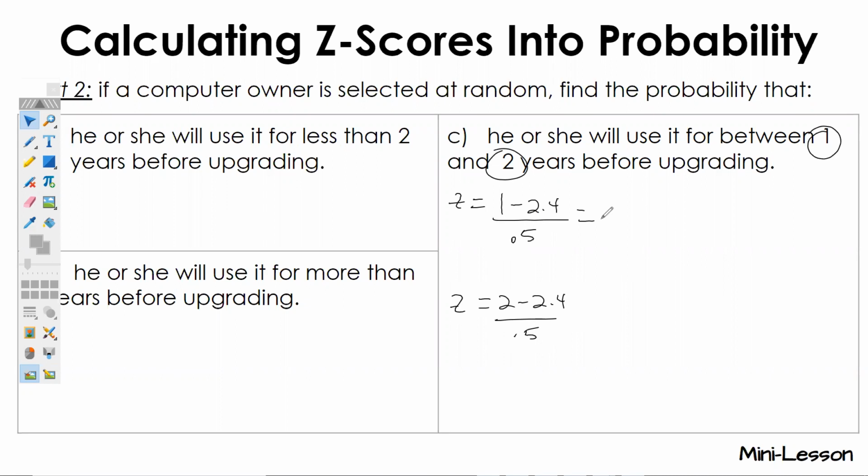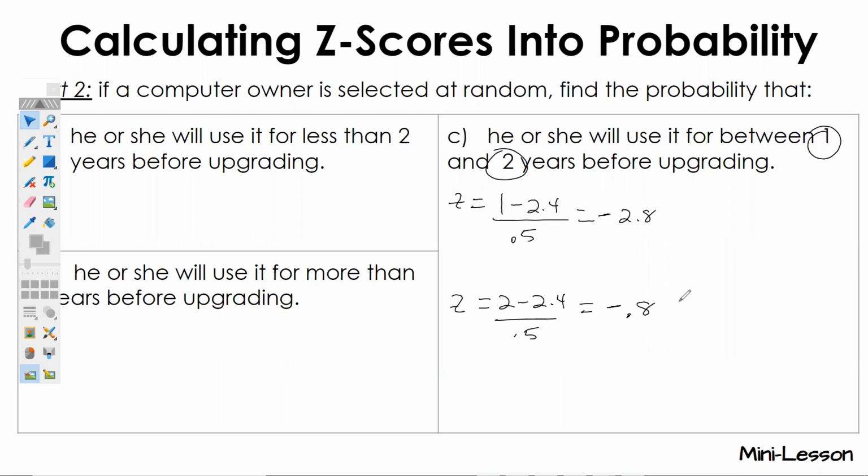When we plug this in, we get 1 minus 2.4 divided by 0.5. That's going to give us negative 2.8. On the next one, we're going to get 2 minus 2.4, and we're going to divide it by 0.5. That's going to give us negative 0.8.